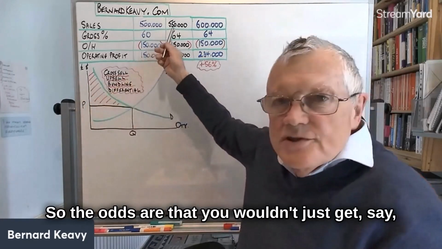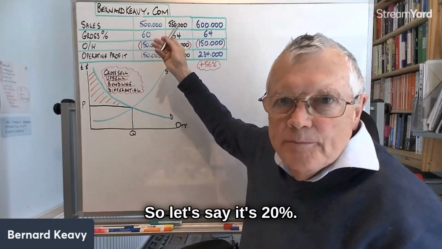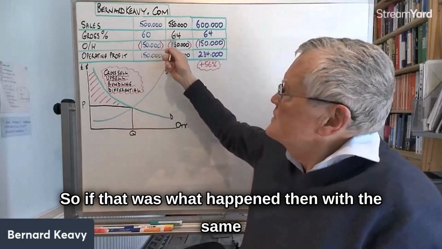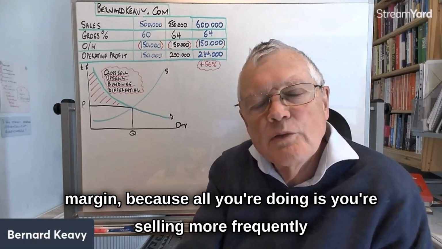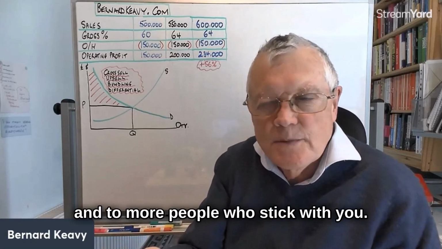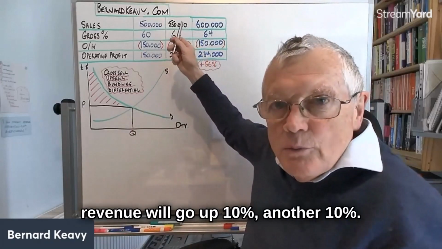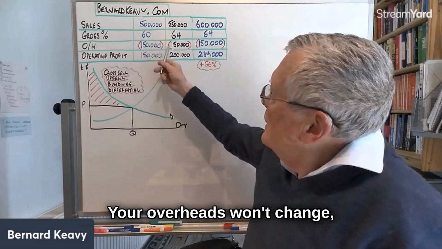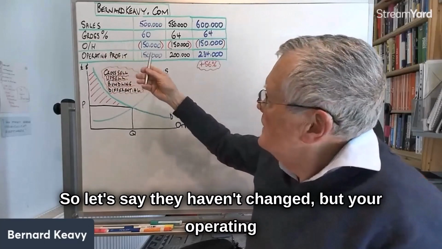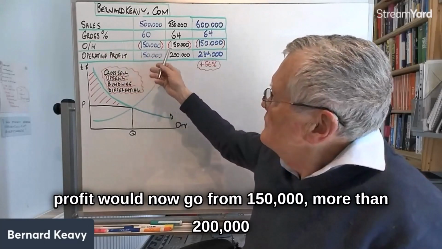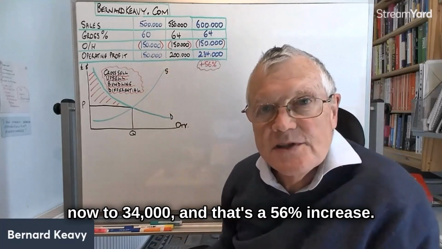So the odds are that you wouldn't just get, say, a 10% increase in your revenue. You might get more. So let's say it's 20%. If that was what happened, then with the same numbers and the same margin, because this won't increase your margin, all you're doing is selling more frequently and to more people who stick with you. So your margin will stay there, but your revenue will go up another 10%. Your overheads shouldn't change significantly, so let's say they haven't changed. But your operating profit would now go from 150,000, past 200,000, to 234,000. And that's a 56% increase.